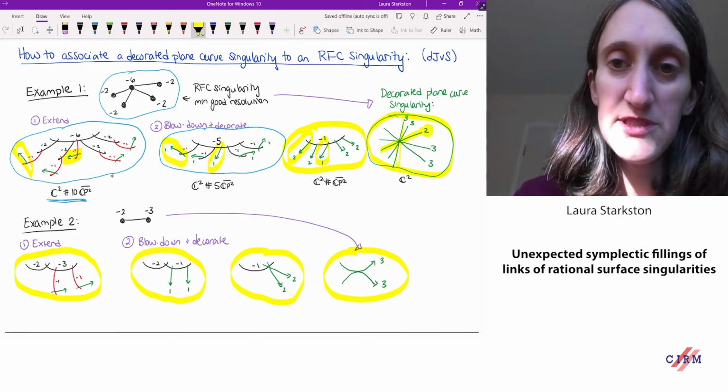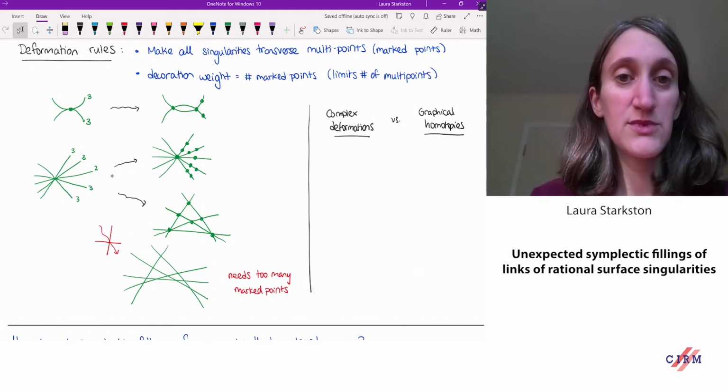Okay, and then for the deformations, whether it's a complex deformation or our graphical homotopies, at the end, you need to have this property. So de Jong and van Straten, these are their conditions to say when you actually get a smoothing. If you have a complex deformation of this plane curve singularity, where at the end all the singularities are transverse, they could be multi-points of multiple components intersecting all at the same point, like in this picture.